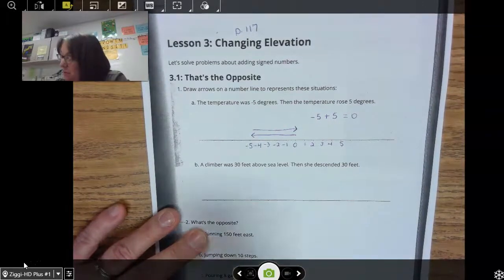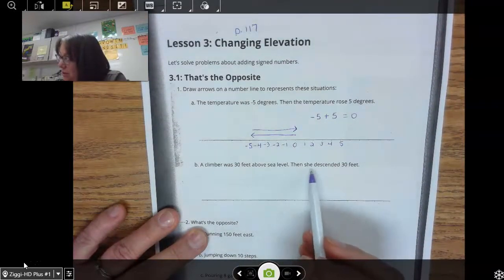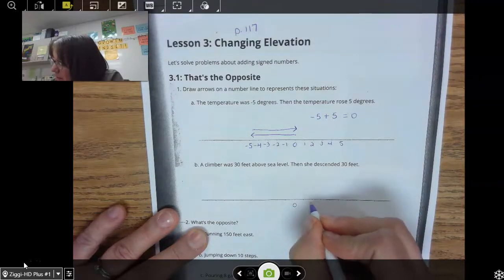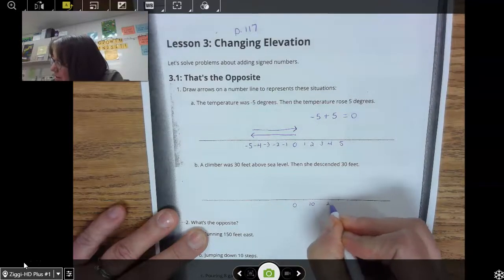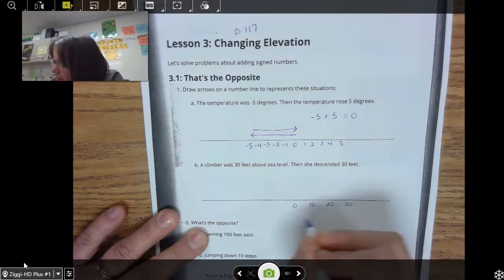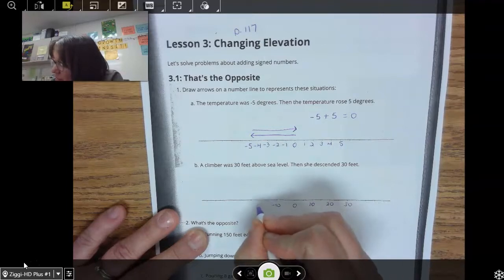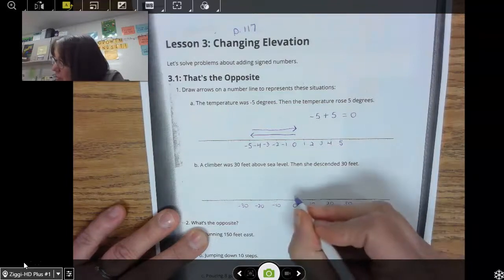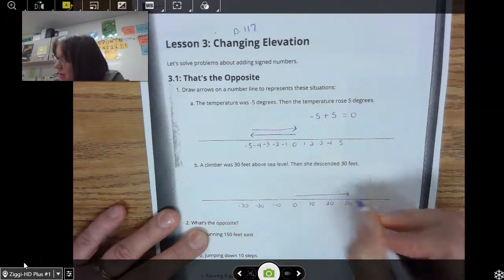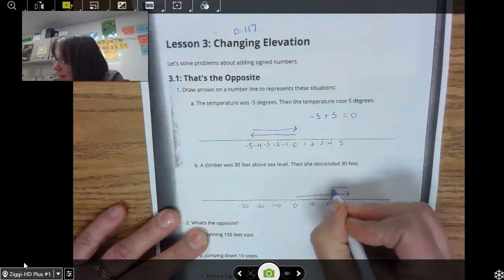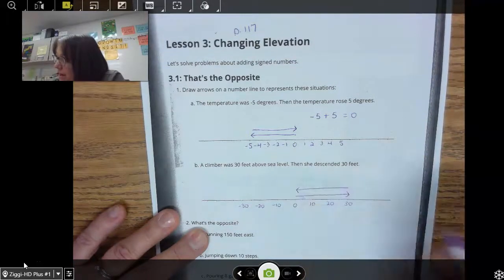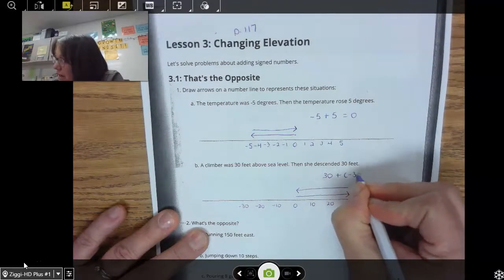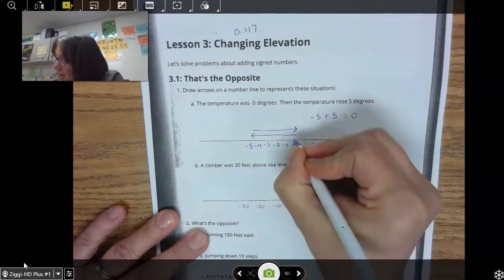Okay, the next one, the climber was 30 feet above sea level, then she descended 30 feet. So again, I'm going to put my 0 in the middle, and I'm just going to count by 5s this time. So I have 10, 20, 30, and -10, -20, -30. So the climber was 30 feet above, so she's going in a positive direction. Then she descends, means she comes back down 30. Where is she at? So we started at 30, we added a -30, and we ended up again at 0.